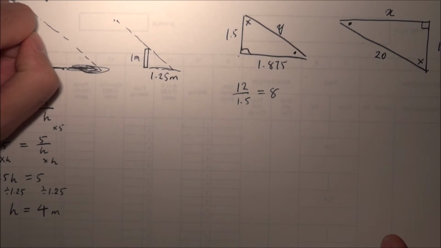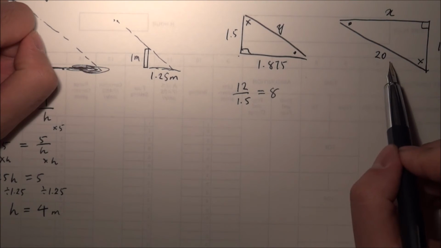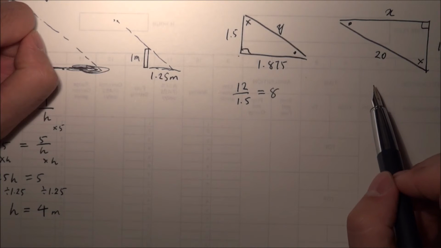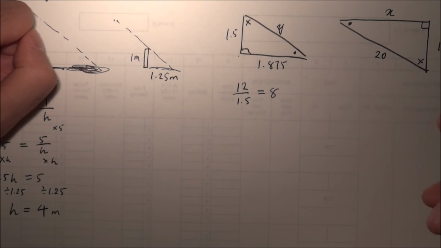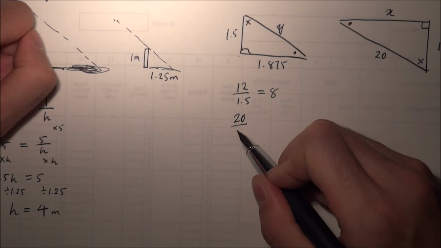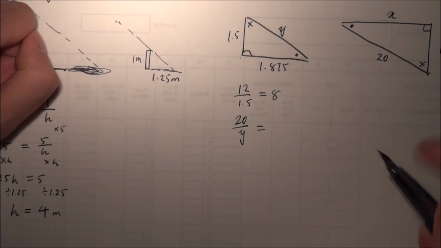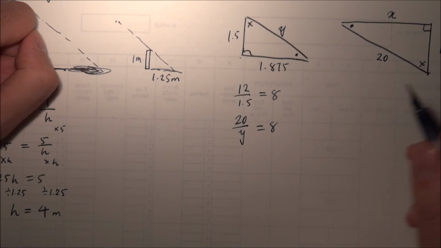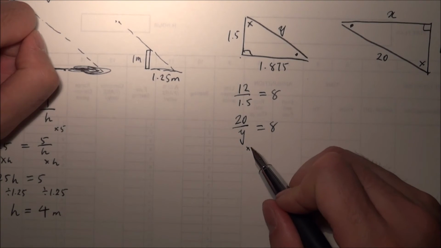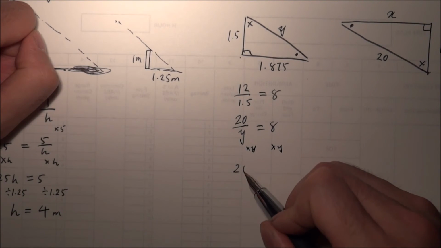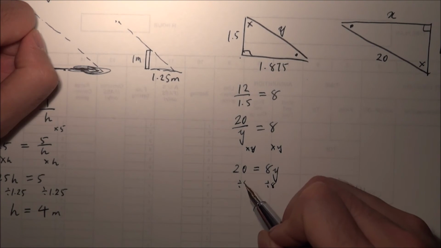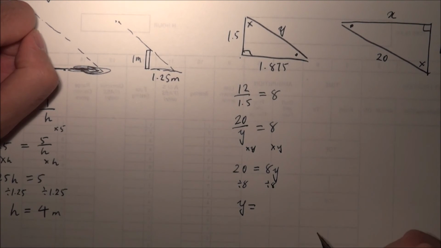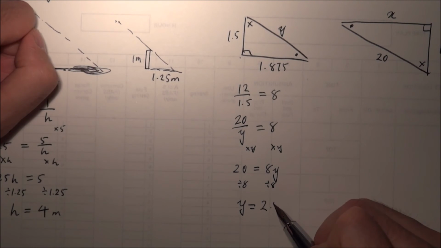Now, if these are similar, then the ratio between the other two matching sides has to be the same as well. So let's look at 20 over y. The hypotenuse over the hypotenuse also has to be 8. Once again, solve it like a normal equation: times y, 20 equals 8y, divided by 8, and y equals 20 divided by 8, which is 2.5.